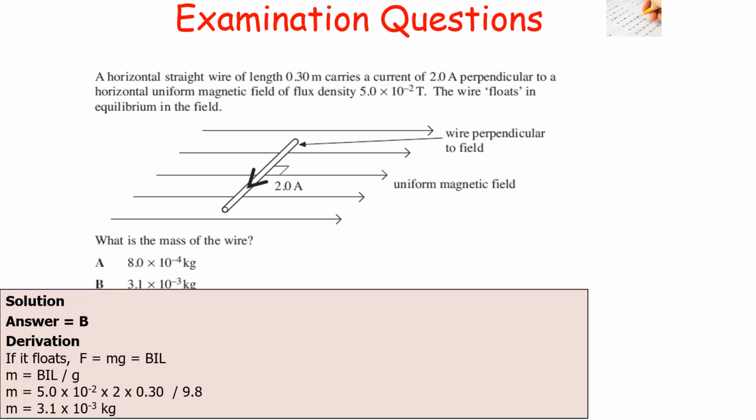Why is that? Because if the object is floating in equilibrium, well then our weight acting downwards is equal to our magnetic force pushing upwards. So therefore we can say mg is equal to BIL. We use BIL because it's a wire. So we can rearrange it and make m the subject, and say m is equal to BIL over g, pop our values in, and then we work it through to be 3.1 times 10 to the minus 3 kilograms, which our answer is B.